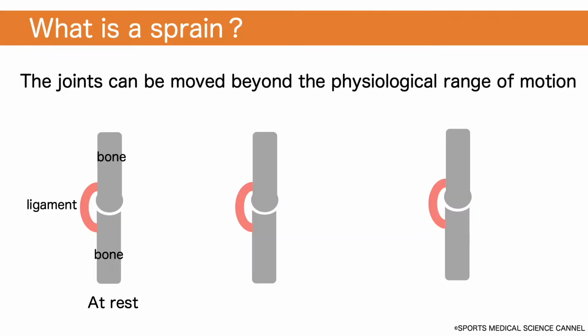The illustration on the left shows the state of the joint at rest. A joint is a part where bones are in contact with each other. Around it are tissues such as ligaments that hold bones together and stabilize joints. When we usually stand up, walk, or run, we move within the range where our joints do not break. In other words, it is a motion in the physiological range.